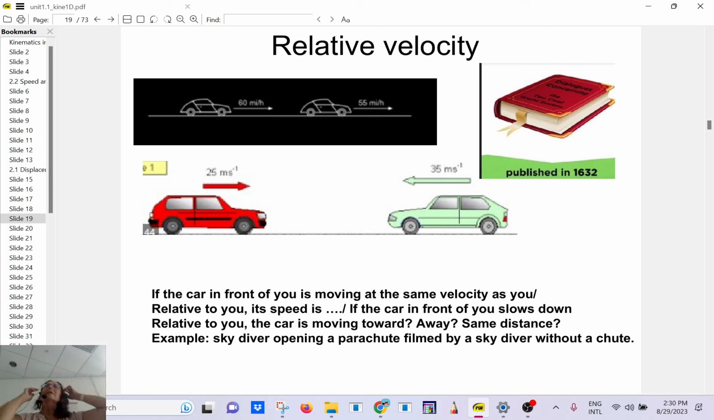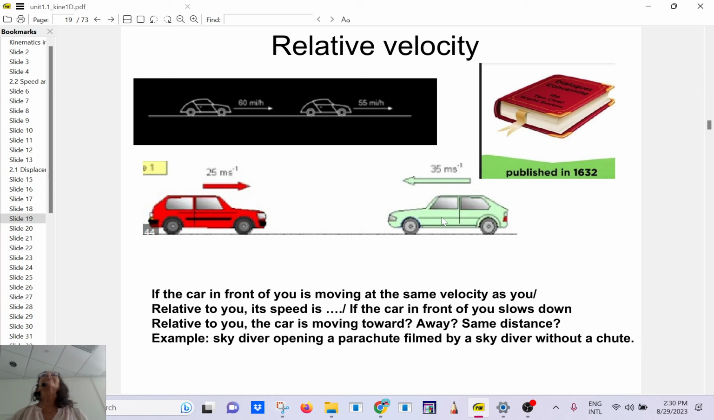So the kid is slowing down, even though it's moving in this direction. What if it's the same with a car going that way? Yeah, it's going that way. Does that mean it's important? So we're going to talk about that here.